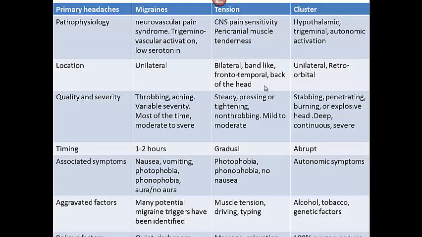The pain is steady, is non-throbbing. It is not associated with nausea and vomiting, not commonly associated with photophobia and phonophobia, even though it has been described, but the percentage is very minimal.